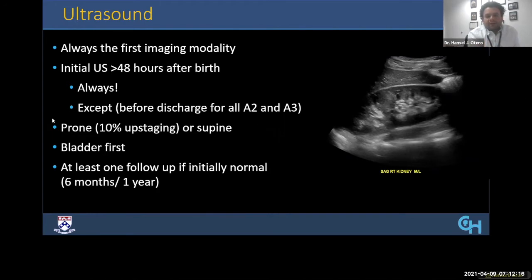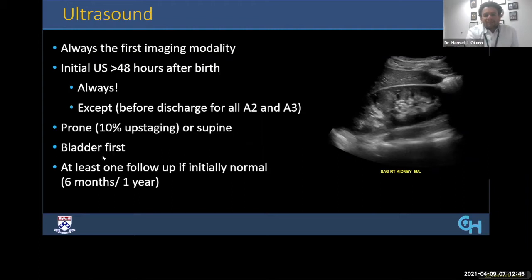The other thing is that there was some work done that if you image the patients prone, up to 10% of the patients might be upstaged, might change from UTD P1 to UTD P2, and because there are implications for management, you might consider imaging prone all of your babies with antenatal diagnosis of UTD.